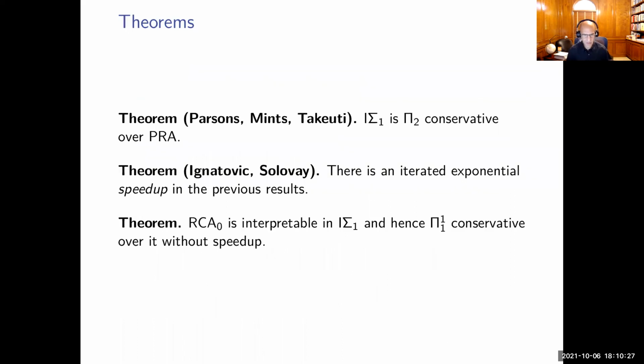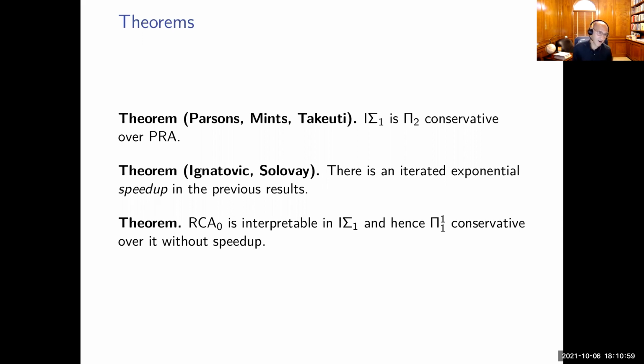So specifically, the theorems I'm going to be talking about today are these. First of all, I'm going to tell you that I sigma 1 is a pi 2 conservative extension over primitive recursive arithmetic. I'm going to give you the definition and tell you what all these mean, but this is just a quick preview. So there is conservation of I sigma 1 over PRA, but there's speed up involved. When you translate proofs from I sigma 1 to primitive recursive arithmetic, there's, in some cases, necessarily a dramatic increase in the length of proof.